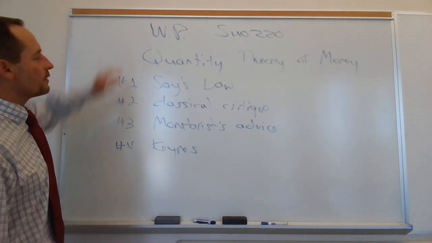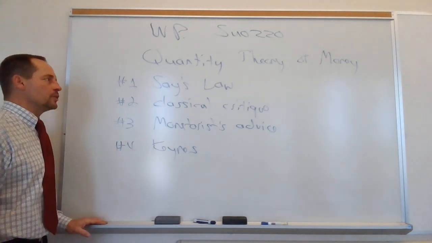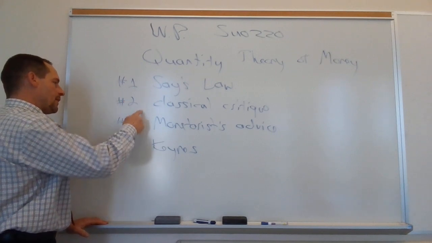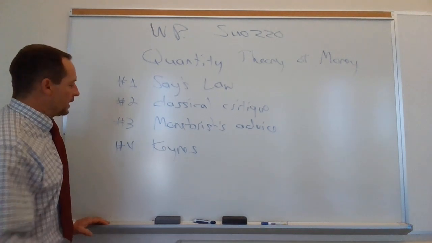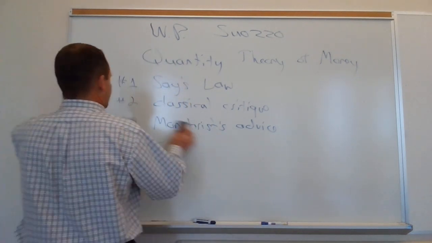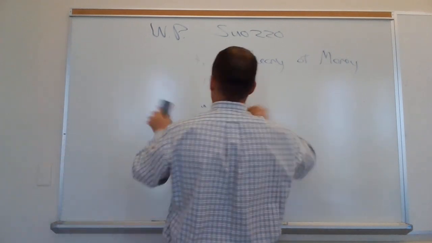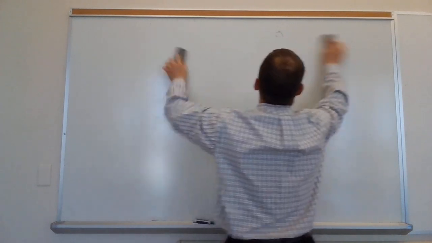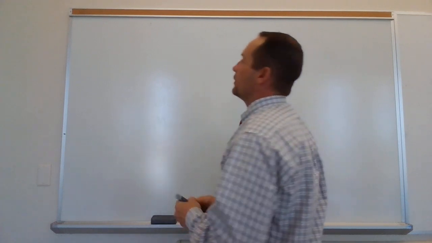The quantity theory of money. Now, I'm going to explain the equation to you, and then I'll have four scenarios: Say's law, followed by the classical critique, monetarist advice, which I call, and then we'll end with Keynes. All right, so we'll have four examples. Now, the first thing I show you is the quantity theory of money. I'm going to try not to talk to the board.